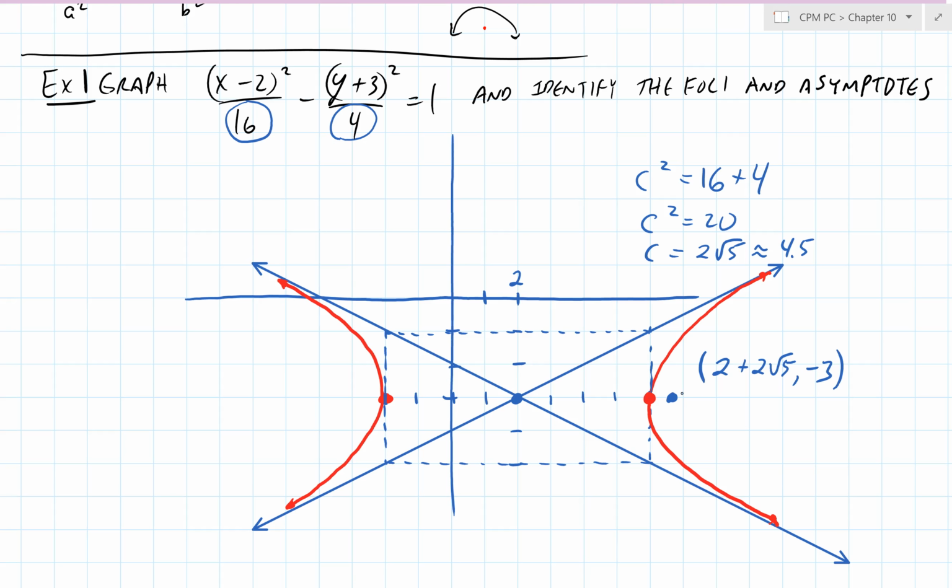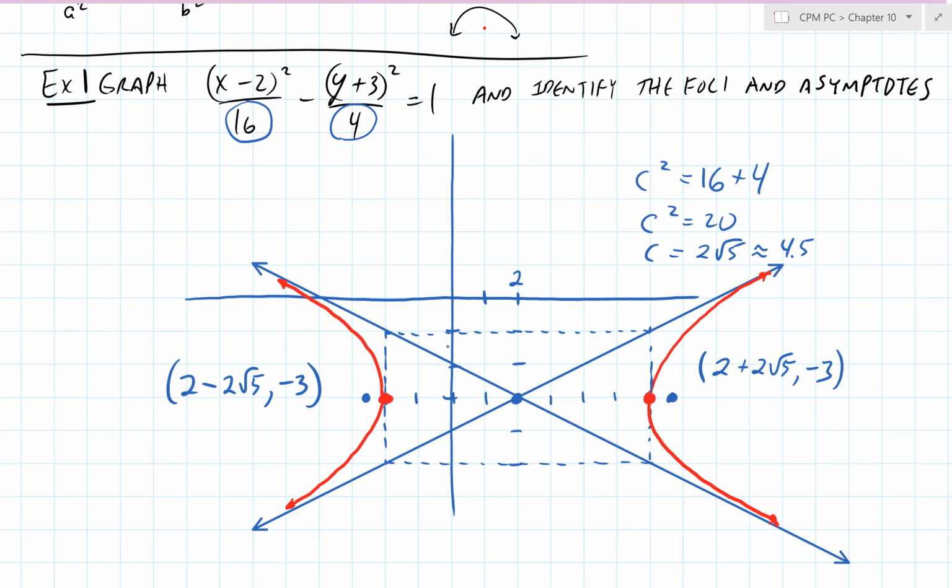Okay. And then the same thing going to the left. I'd go to the left about 4.5 units, which puts me at about negative 2.5. The coordinates would be 2 minus 2 root 5, negative 3. And so I have the focal points identified.